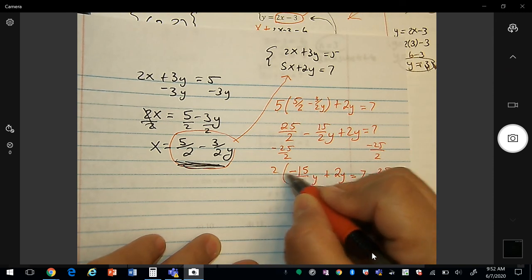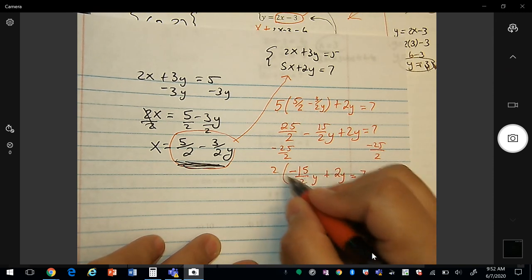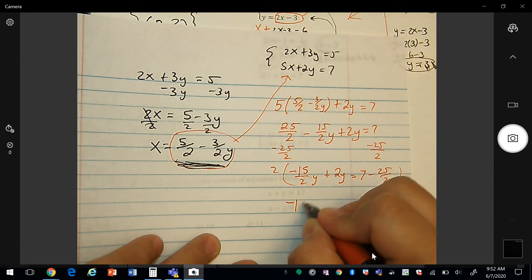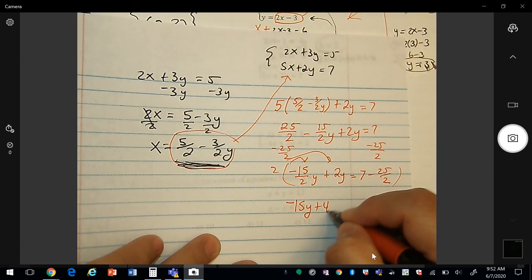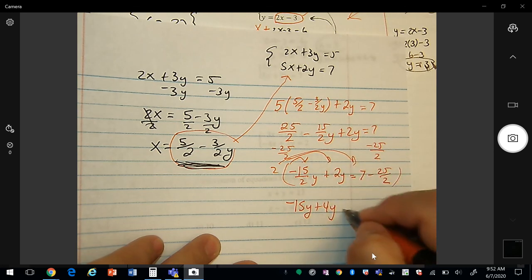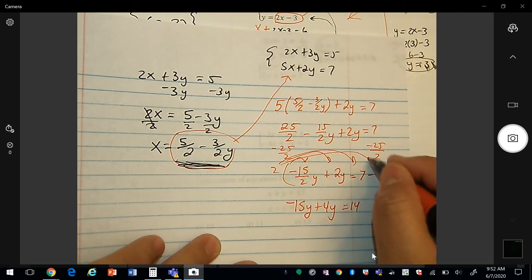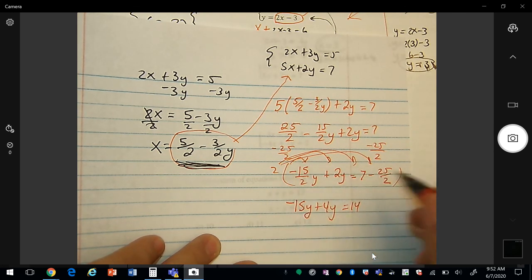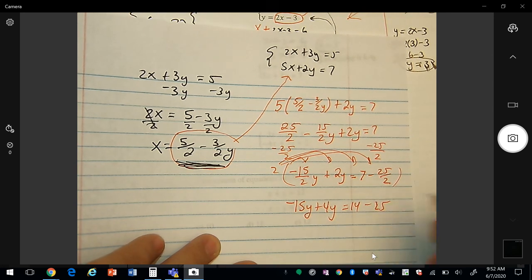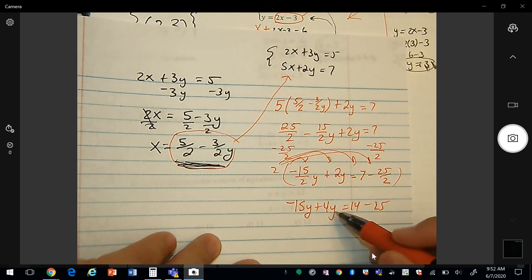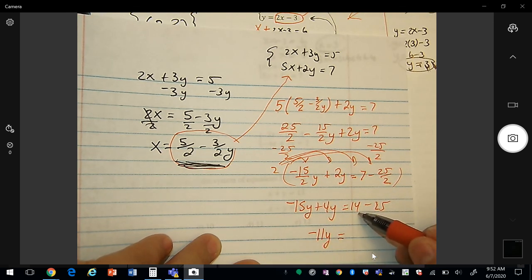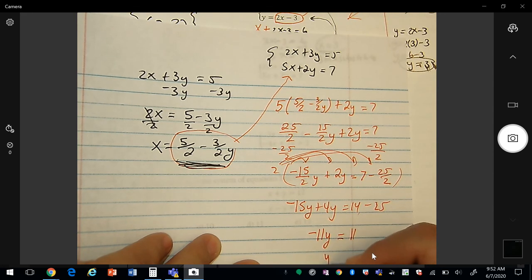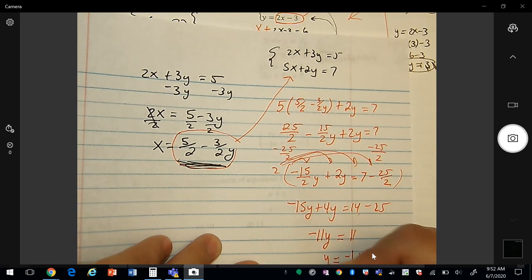So this here, 2 times negative 15 halves, the 2's would cancel, giving me negative 15y. 2 times 2 is 4y. 2 times 7 is 14. 25 halves times 2 is negative 25. So negative 15 plus 4 is negative 11y, and 14 minus 25 is negative 11. So y is equal to negative 1.